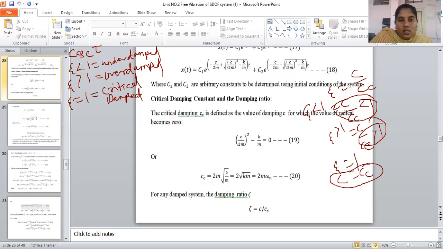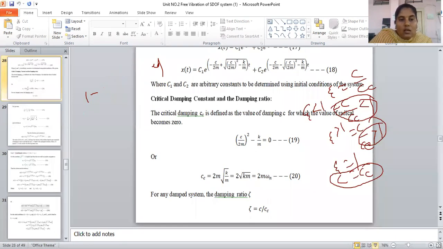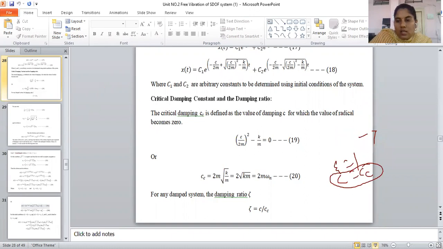Over damped system. And the last one, zeta is equal to 1, it is a critically damped system. Now we have to solve these three equations, three cases: case number one, case number two, and case number three. So we'll go towards the first case, case number one, which is based on the under damped system.